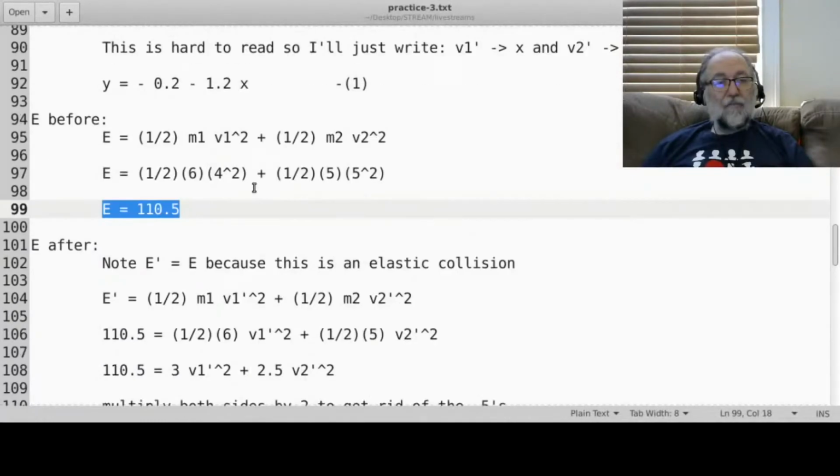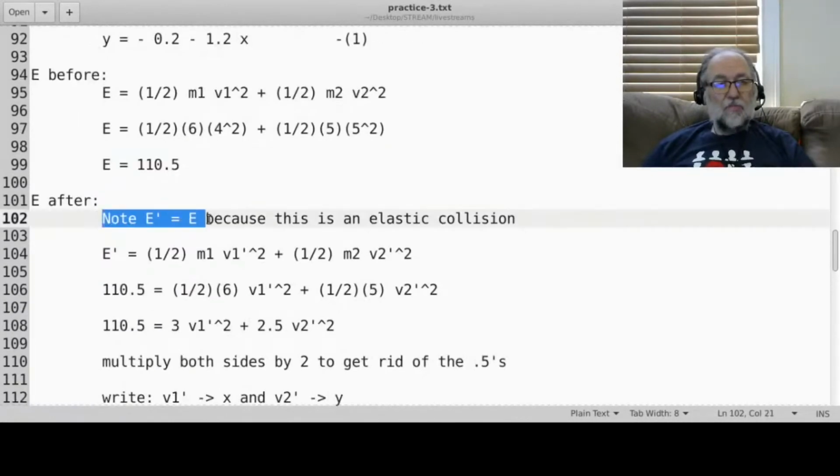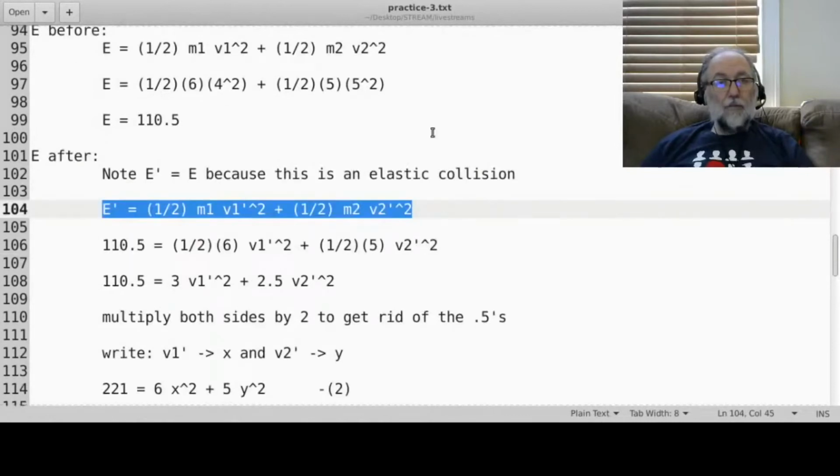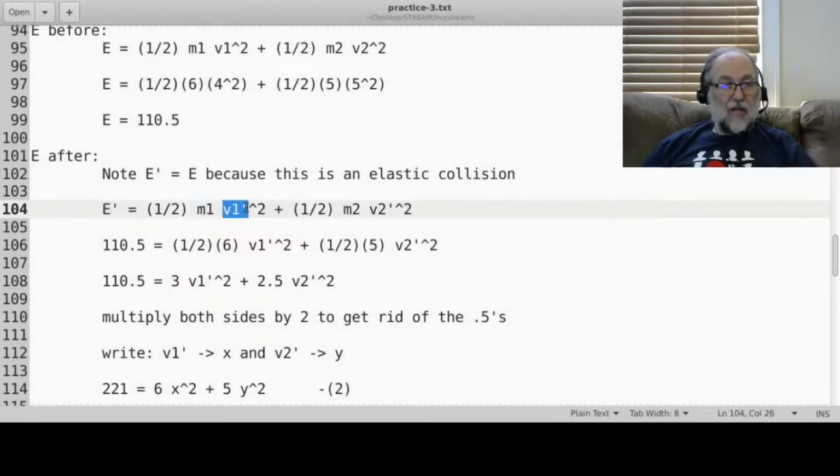Now after, this is different than the previous problem. E primed and E are equal to one another because it's an elastic collision. That's what an elastic collision means: the energy after the collision is the same as before. So the expression for the energy after is 1/2 mv squared for each of the pieces, but the velocities now are the after velocities, so it's v1 prime squared and v2 prime squared.